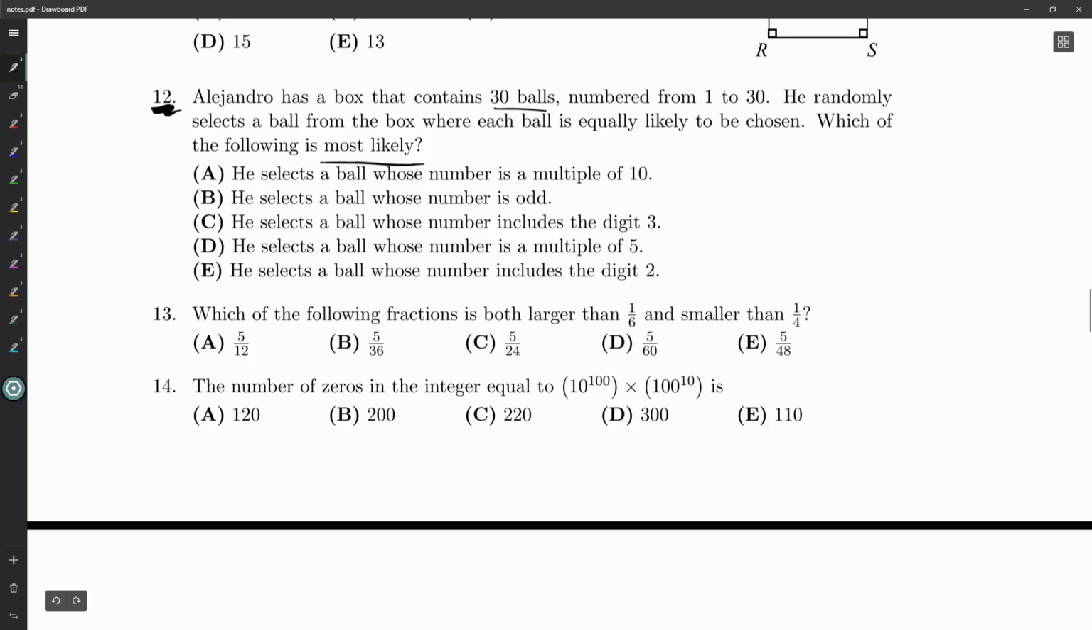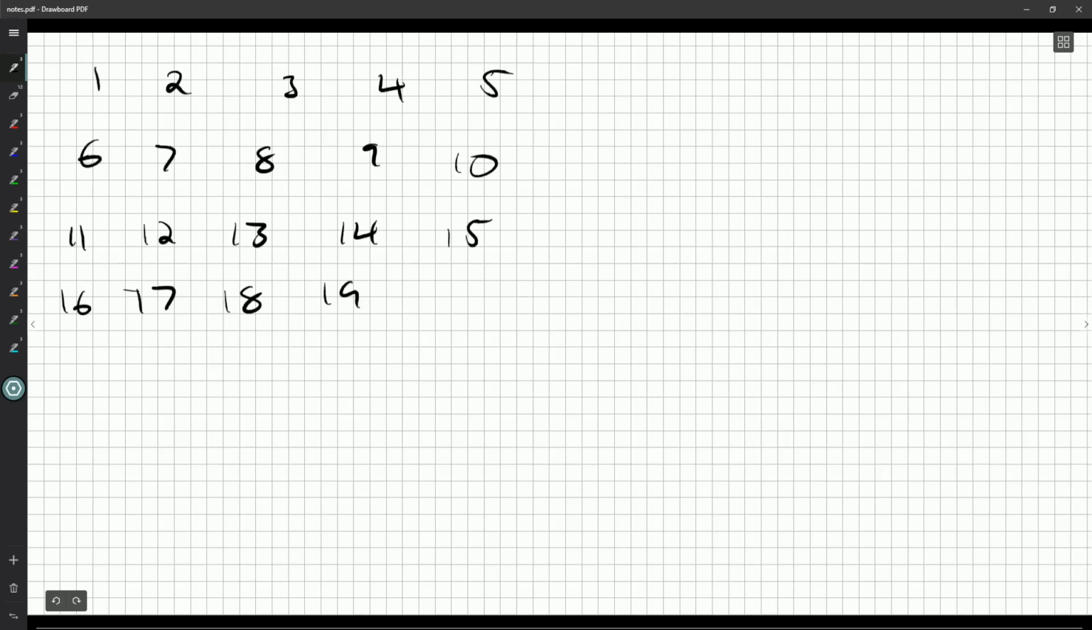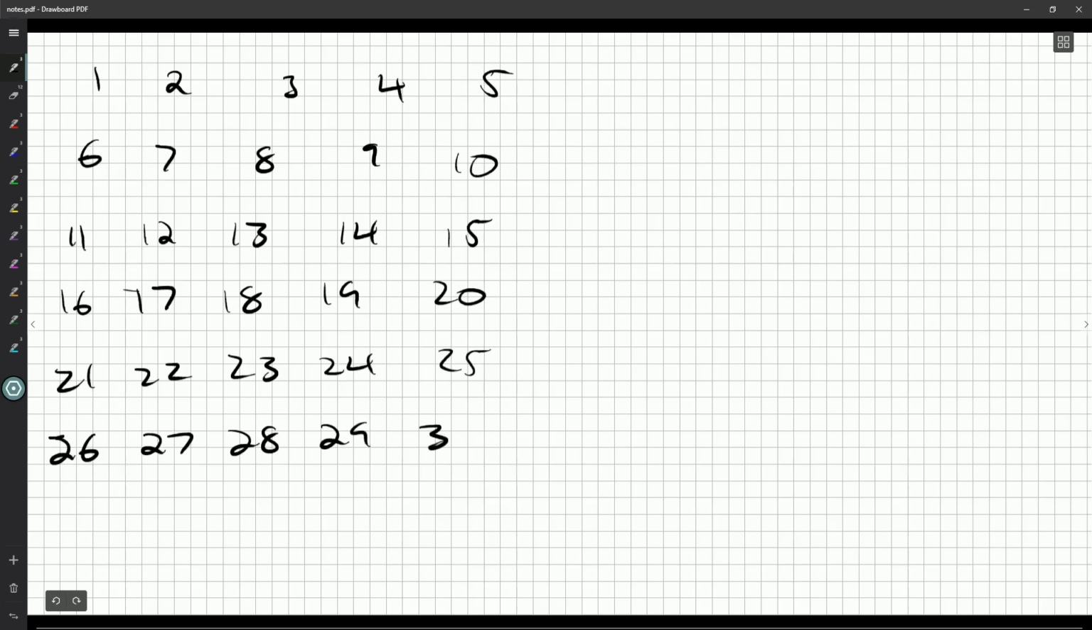Okay. So what I can do, I think this might be the easiest thing to do, is work out probabilities for each of these. You might not have to resort to this, but just because there's a lot to keep track of, I'm just going to write out the numbers from 1 to 30. There's not that many. And I'm just going to count the ones that fit the various categories.